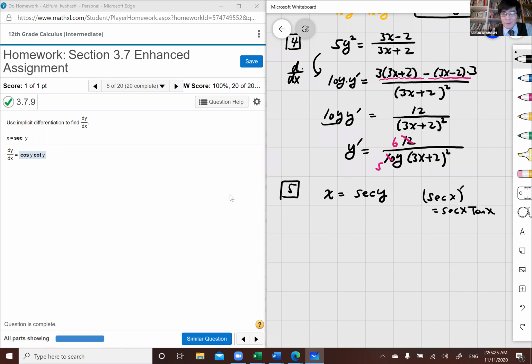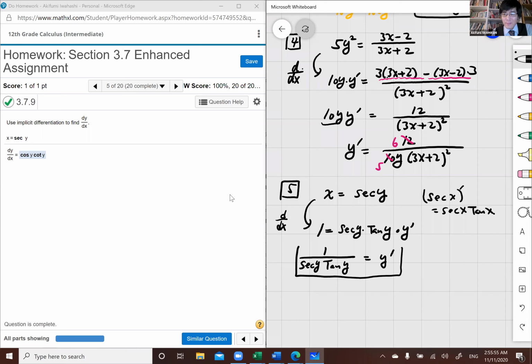So differentiate both sides by x. Left side becomes 1, right side becomes secant y, tangent y. And don't forget, by chain rule, you're gonna have a y dash at the end. So you're gonna get 1 over secant tangent is equal to y dash. So that's the answer.